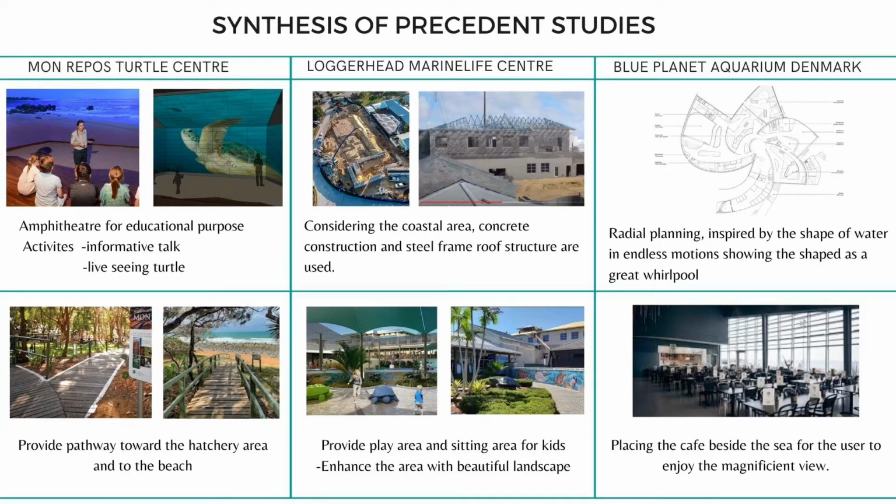And for Blue Planet Aquarium, they use radial planning, which is what I would like to apply in my design. And what can be highlighted is, they place their cafe beside the sea for user to enjoy the magnificent view.